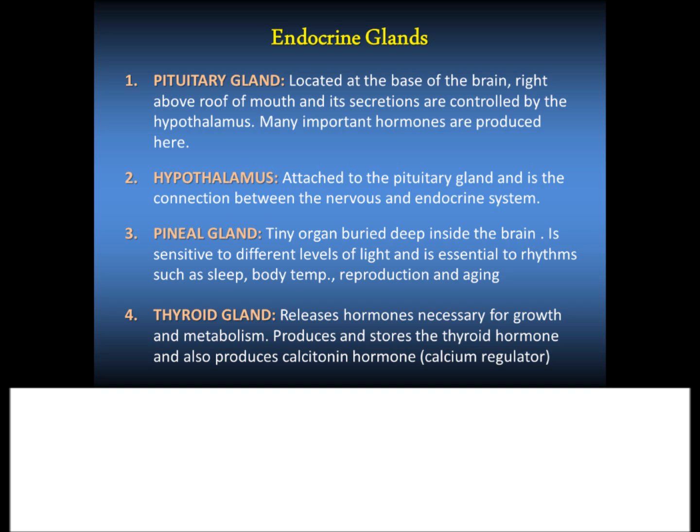So now we're going to take a look at the different endocrine glands that our body has. The first one, and perhaps one of the most important ones, is the pituitary gland. And this gland is located at the base of the brain and right above the roof of the mouth. And its secretions are controlled by the hypothalamus, which is another endocrine gland. These two together always tend to work hand in hand, and they form the connection between the nervous and the endocrine system.